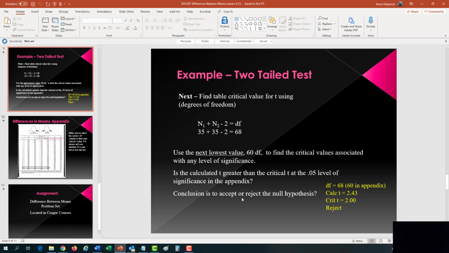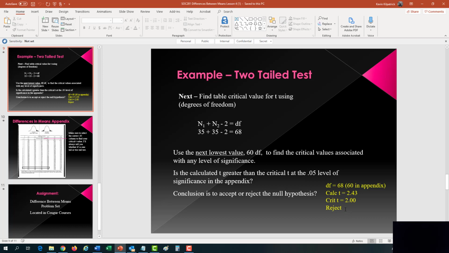Now we have all this information. Are we going to accept or reject the null hypothesis? Well, in this problem, we're going to reject it. And the reason why is because the calculated t of 2.43 is greater than the critical t of 2.00. If the calculated t is greater than the critical t, you reject the null hypothesis. Okay?